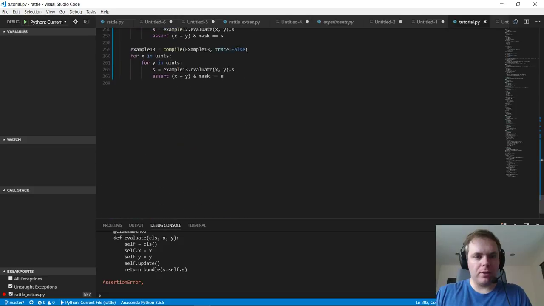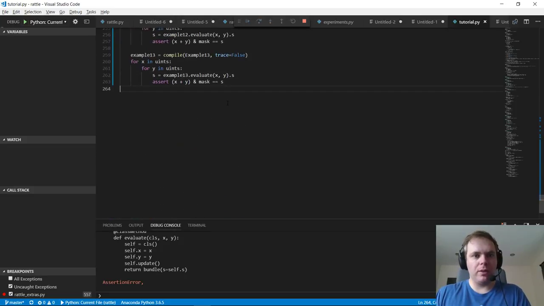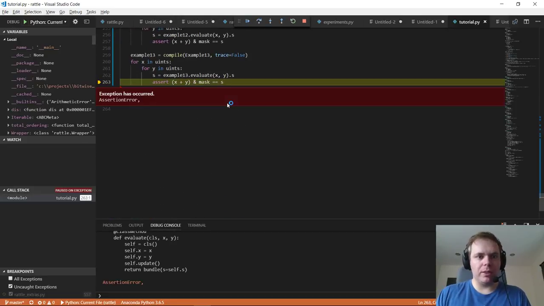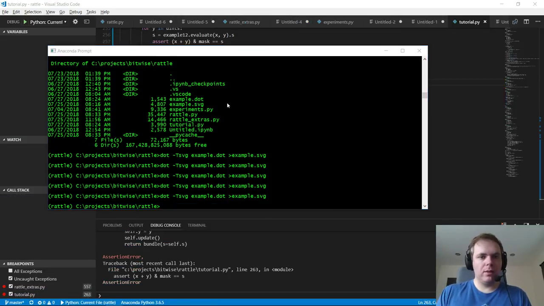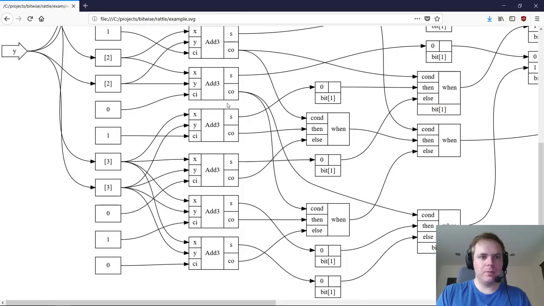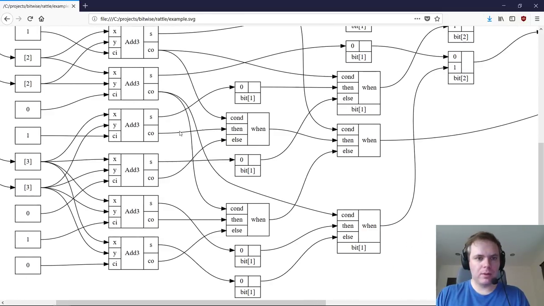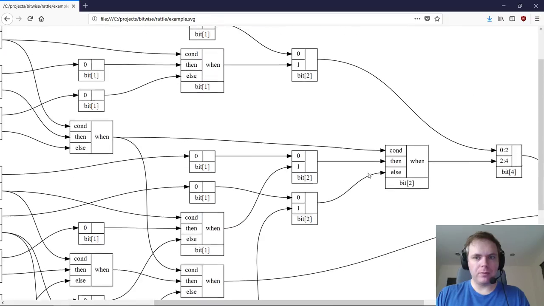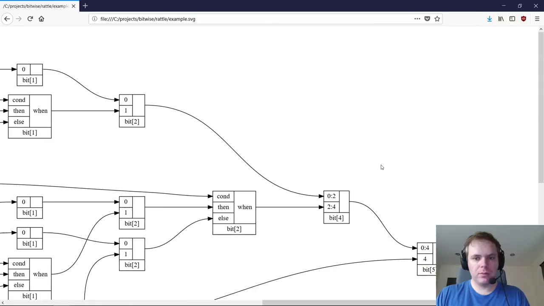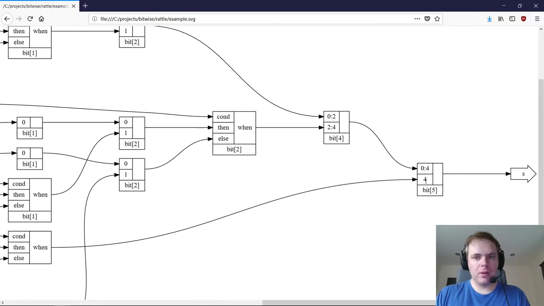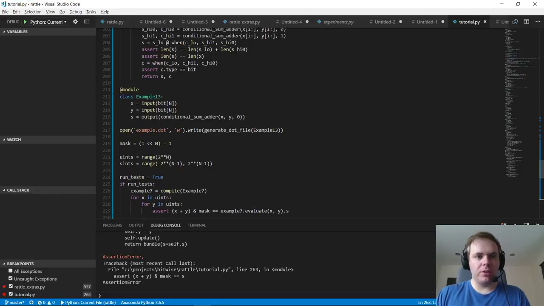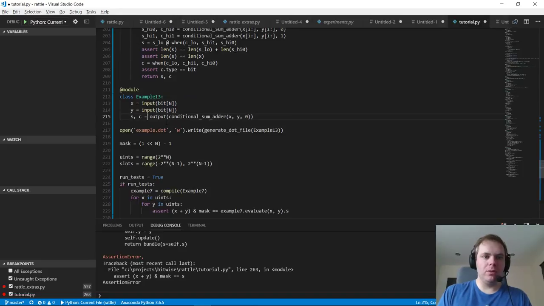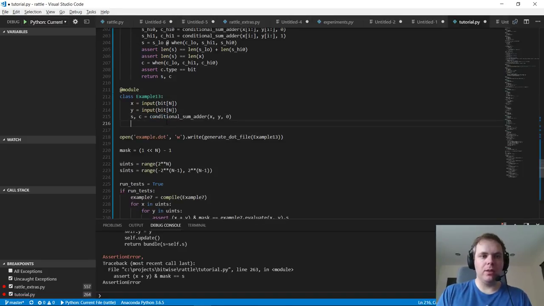Let me look at the graph. So that's example 13. Maybe there's something weird with the graph that we can just see at a glance. Oh, it's this. Oh, I'm so stupid. It's because the function returns a tuple. Okay, I'm just a moron.